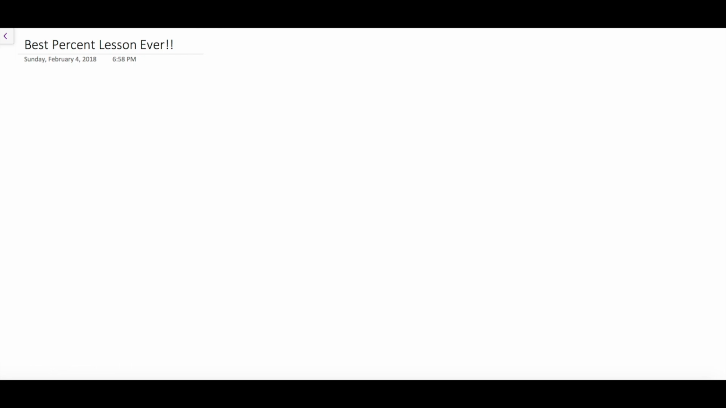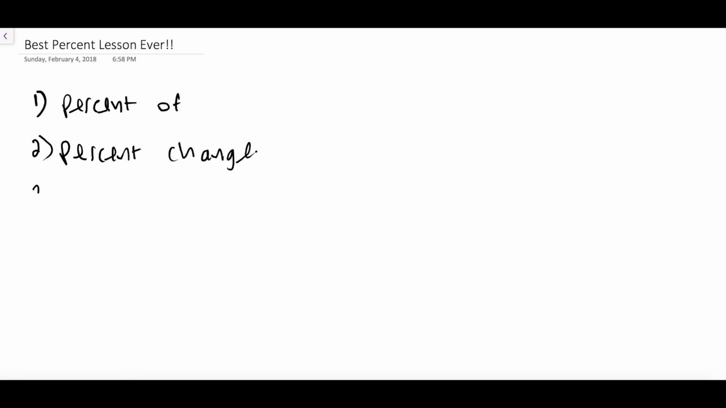You can have percent of. You can have percent change. You can have what is the percent. What about interest? Does that fall into this? Kind of, a little bit actually. Is that a different thing? It's very, very much related.